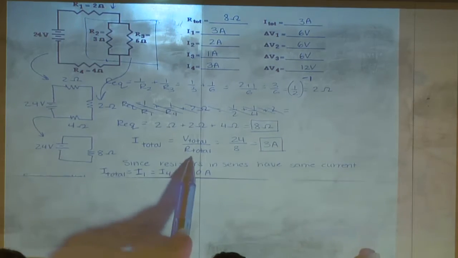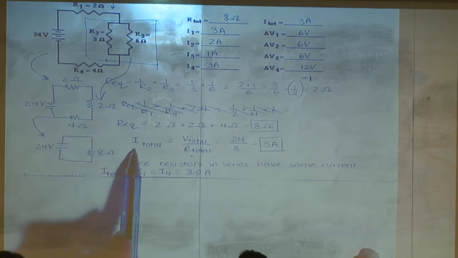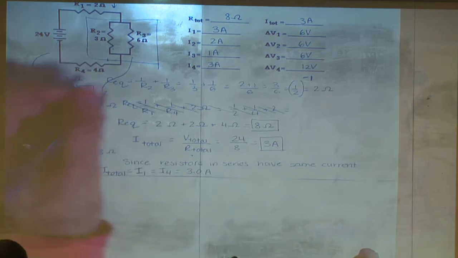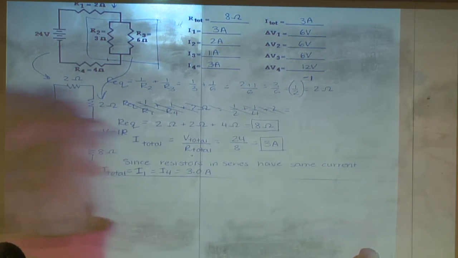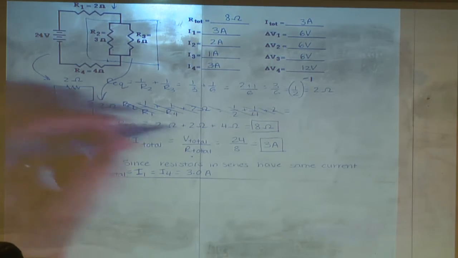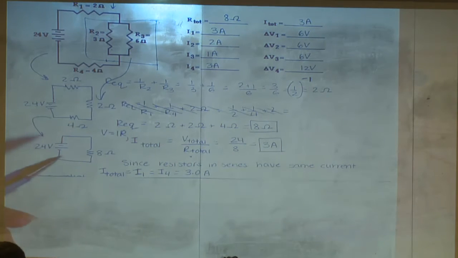Because I have the total resistance and the total voltage, which is 24 volts right here, I can find the total current, which is 3 amps. Because we know from Ohm's law that V equals IR, and if we isolate I, we get V over R, and that gives us 3 amps. Okay, so we have to go back and find the current and voltage going through every single resistor.